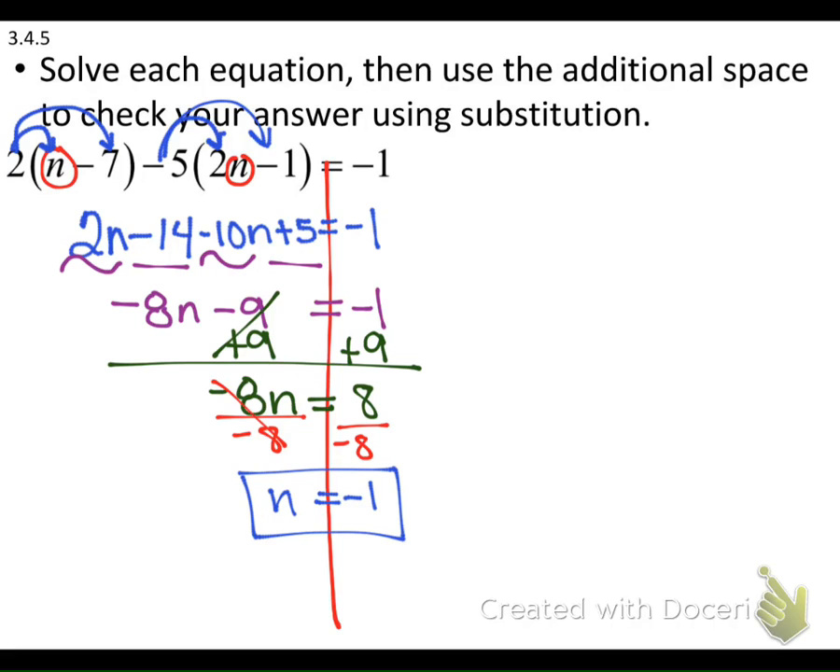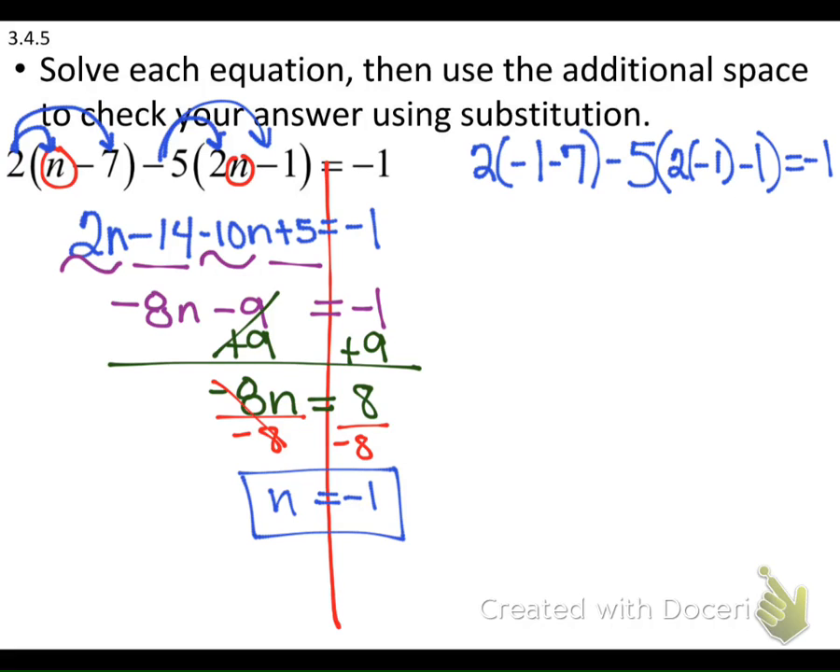Now that we've solved the equation, we're going to check to make sure our answer is the right answer. So I come up, I rewrite my equation, except for this time, every time I see the variable, I substitute the negative 1 for it. So I'm going to have 2 parentheses negative 1 minus 7 parentheses minus 5 parentheses 2 times negative 1 minus 1 into parentheses equals negative 1.